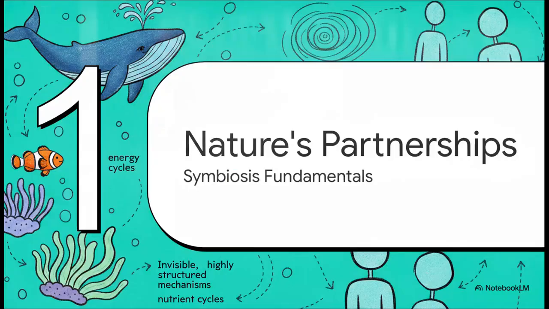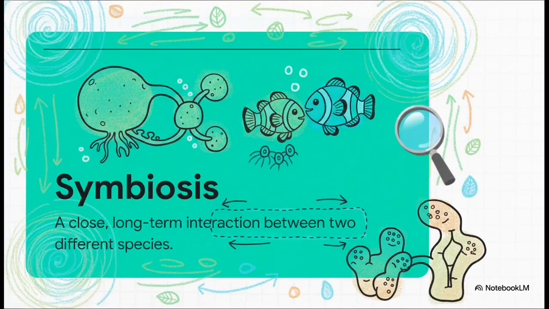Let's jump in. All right, Section 1, Nature's Ultimate Partnerships. Let's lay down the fundamentals. So, what exactly is symbiosis? By definition, it's a close, long-term interaction between 2 different species. And I really want to emphasize that 2 different species boundary marker. It's the absolute foundation for interconnected life.